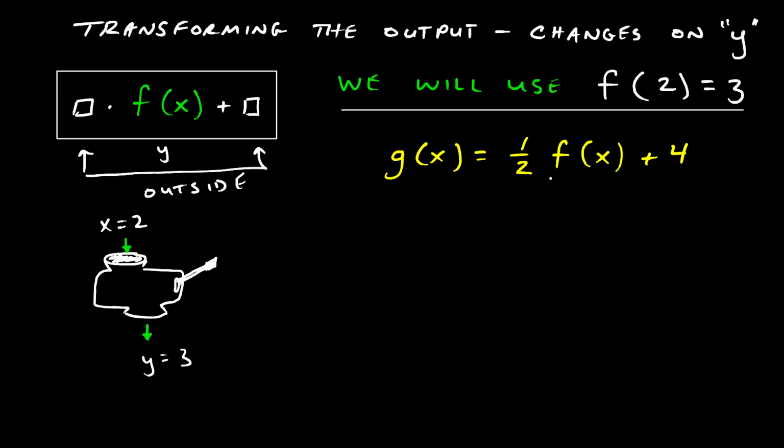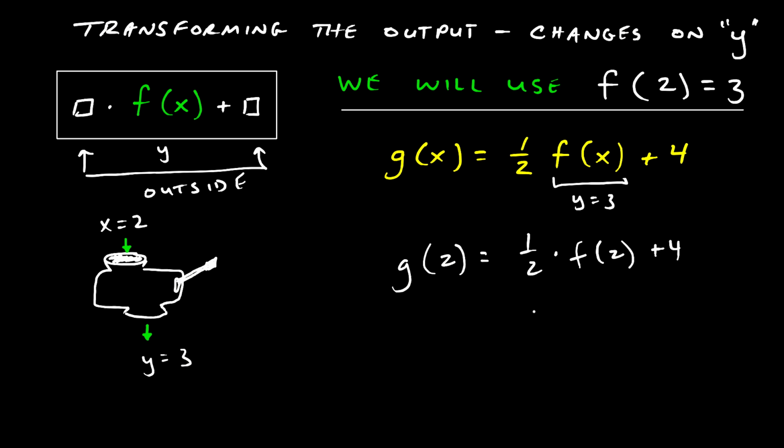So what we can do is come up here to our new function that we have to find. g of x is equal to 1/2 f of x plus 4, and just say, okay, f of x is really the y value, and we know that f of x is 3. So this is just y equals 3. So g of 2 goes in, and we'd have 1/2 times f of 2 plus 4, which means we're going to have 1/2 times 3, since f of 2 is really just 3, plus 4. We have 1.5 plus 4, so we have 5.5. So g of 2 is 5.5.